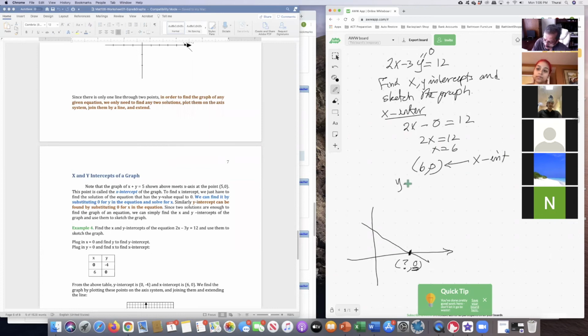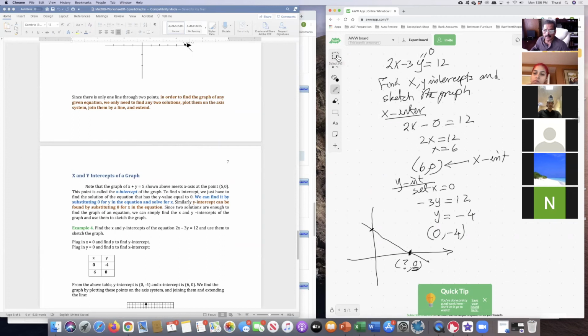Now to find the y-intercept, wherever the graph meets the y-axis, the x-coordinate is 0. So set x to 0 in the equation. Plug in 0 for x, then you get negative 3y equal to 12, and dividing by negative 3, you get negative 4. So 0 comma negative 4 is the y-intercept. Okay, so we have the intercepts.